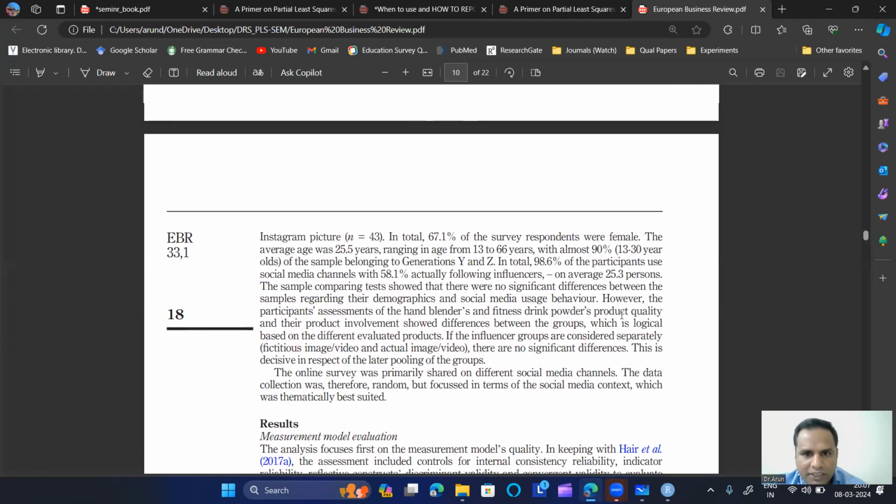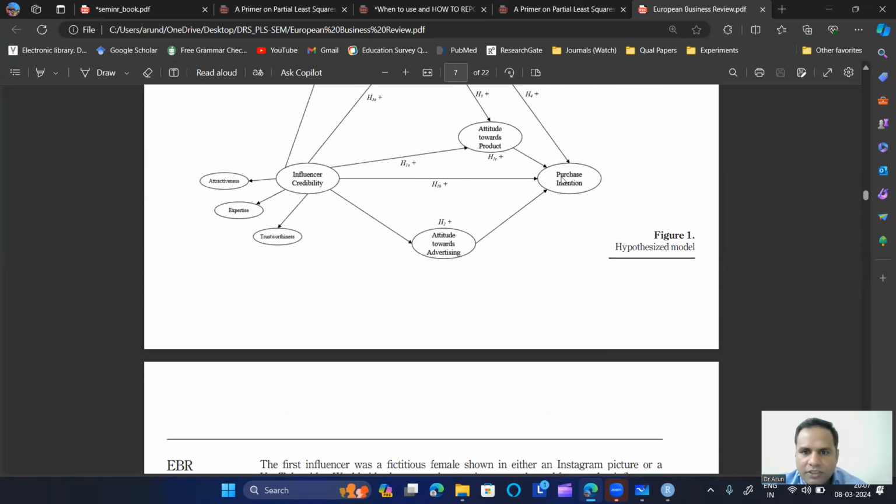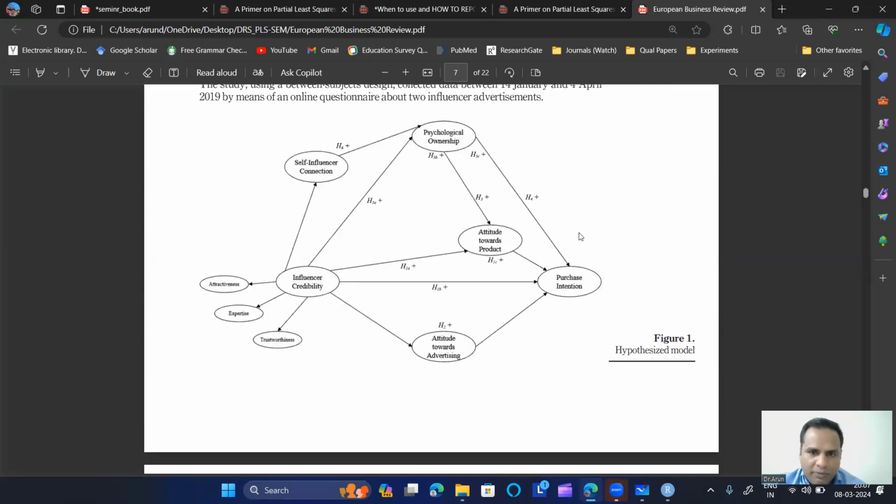So if you focus on the key endogenous construct of the model, the key endogenous construct is purchase intention. Whenever you are establishing the predictive validity of the model, my friends, you need to focus on the model's main endogenous construct, that is purchase intention. Psychological ownership, attitude towards product, attitude towards advertising and social influencer are also endogenous constructs, but they are not your main endogenous construct. Remember, your main endogenous construct happens to be purchase intention.